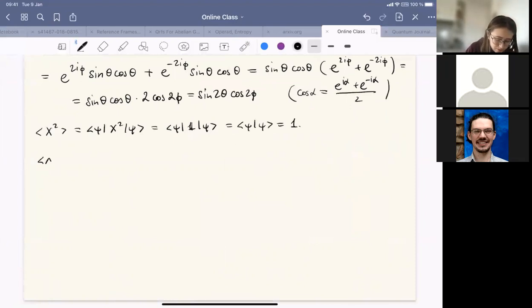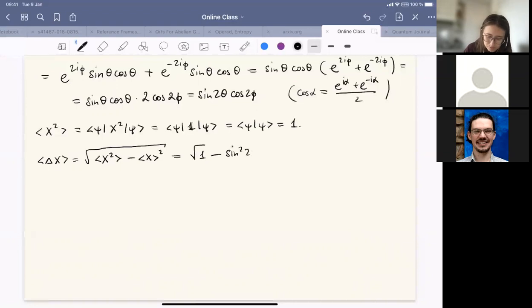And then the delta x, which is the square root of the average of x squared minus the average x squared, would be equal to the square root of 1 minus sine squared 2 theta cosine squared 2 phi.